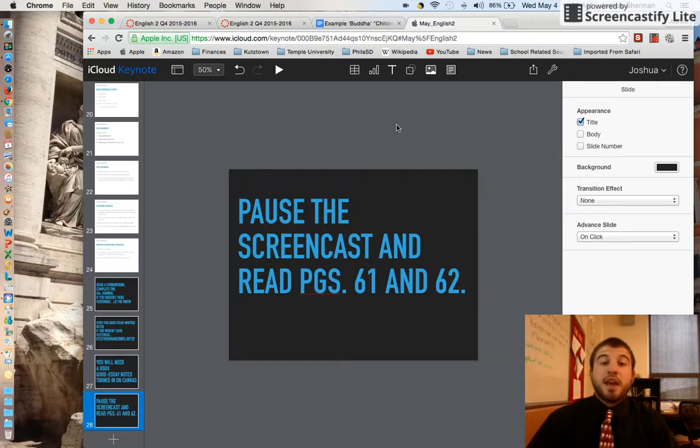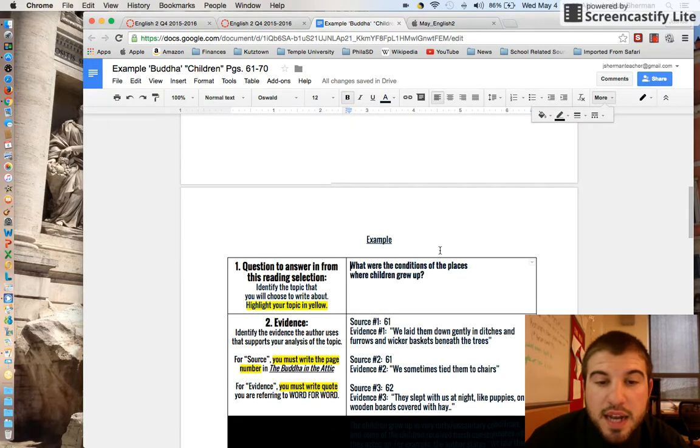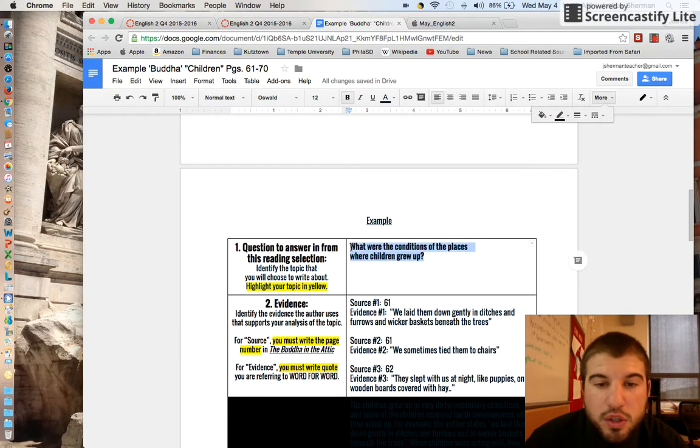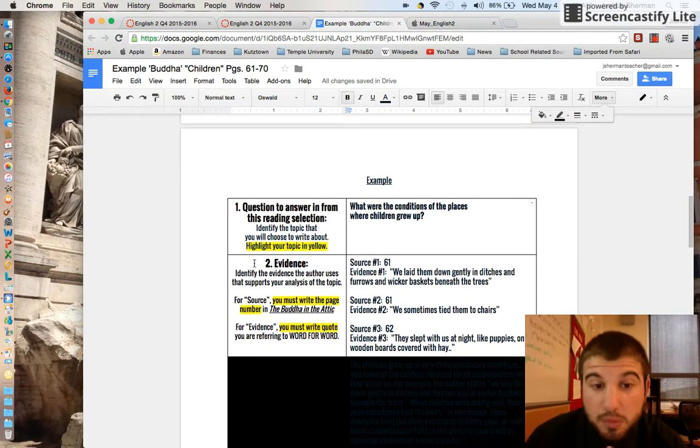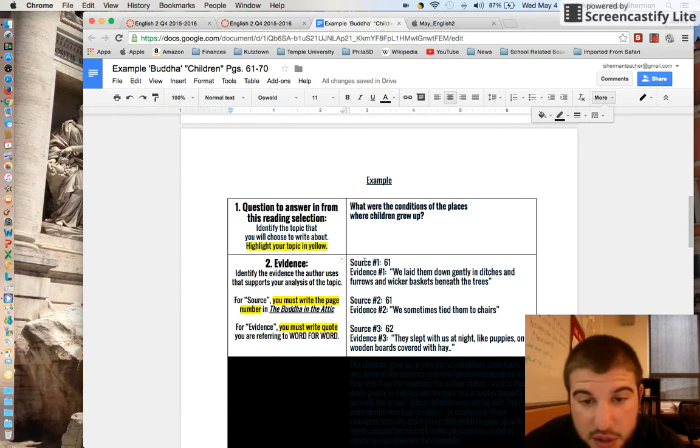Okay, now that you have read pages 61 and 62, I want to show you evidence that I pulled to help me answer this question. This is what you're going to be doing below, so make sure you're paying close attention to this. For the evidence section, we're identifying evidence that the author uses that supports your analysis of the topic. In this case, I pulled out evidence that helps me understand what the conditions were like of the places where the children grew up. Okay? So, there are two separate things that you need to answer. Your source is simply the page number.